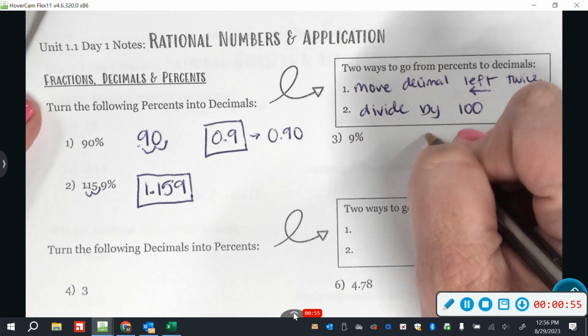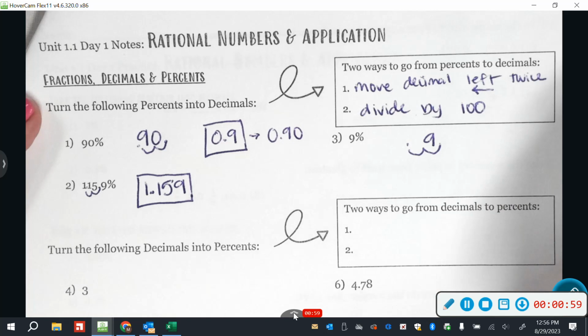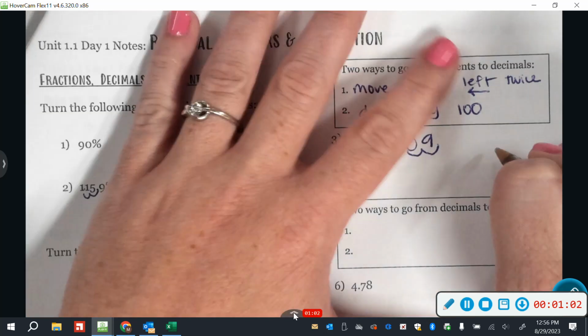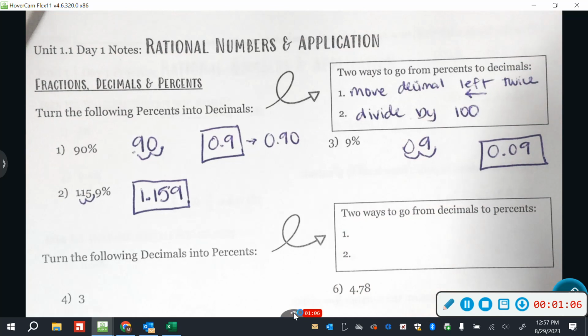Now here we have 9, and we move it to the left twice. What do I put in that empty loop? A 0. So we get 0.09. Any questions with that? Super simple, yes? Okay, so now what if we do the opposite?